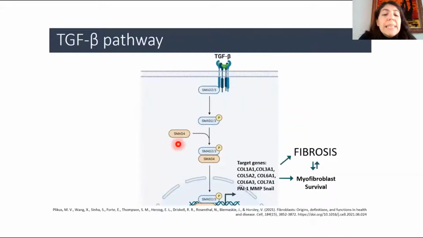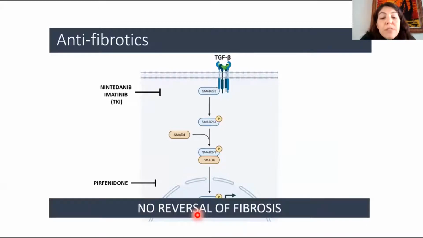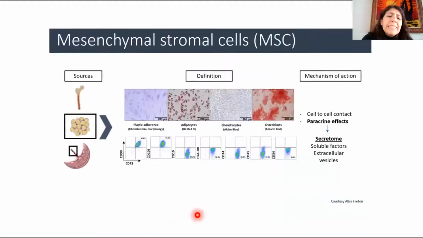So here we can see the canonical pathway that is triggered after TGF-beta binds its receptor, and as a result leads to the transcription of the target genes that promotes fibrosis and myofibroblast survival. There are different antifibrotics that are being used in the clinical practice that attempt to inhibit this cascade, but none of these can revert fibrosis so far. And here is when we are so interested in cellular therapies as possible antifibrotic therapies.